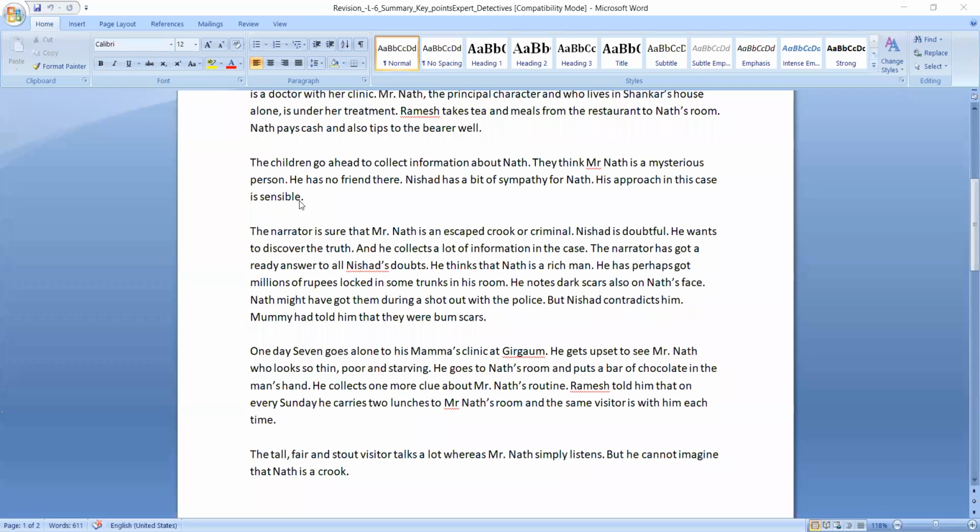Okay? They have a different feeling. The children have a different feeling for Mr. Nath. They think Mr. Nath is a mysterious person. He has no friend there. Nishad has a bit of sympathy for Nath, and his approach in this case is sensible.